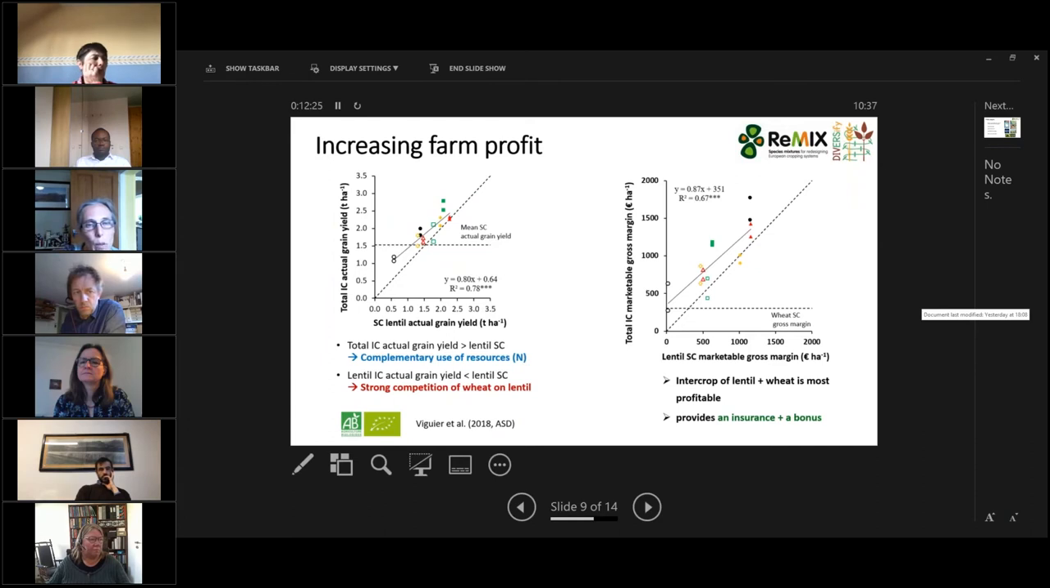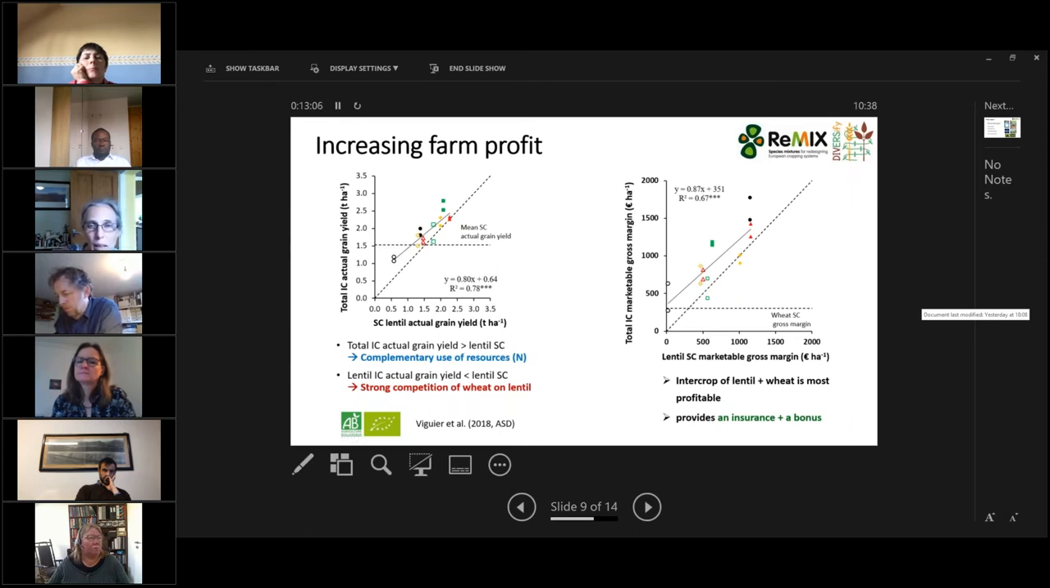These types of benefits that can be achieved with intercropping in terms of yield stability, reduced inputs, and more efficient use of nutrients can translate into increased profits. And this is an example from the REMIX project, looking at lentils grown either as a sole crop or as an intercrop with wheat. What they were able to show was that although the lentil absolute yield was smaller when it was grown as an intercrop with wheat, the total grain yield of the wheat and the lentil crop was higher in the intercrop compared to the lentil sole crop.